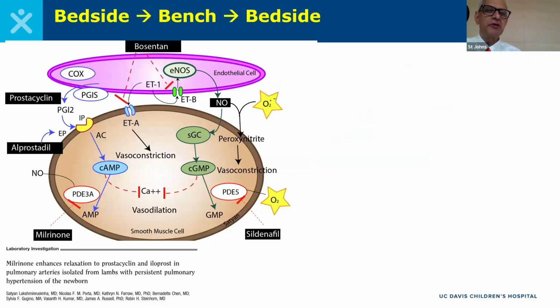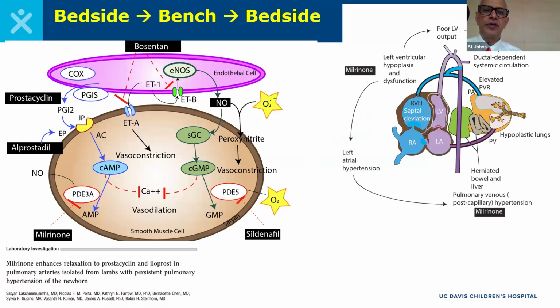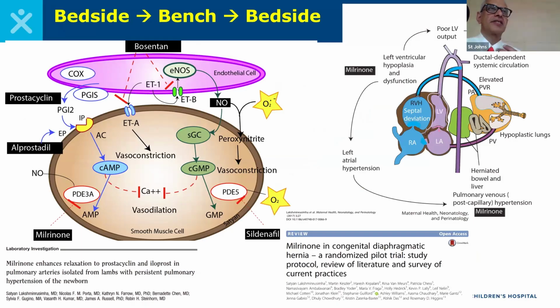So after doing all this research, I realized that whenever these lambs were exposed to both nitric oxide and oxygen, their PDE3 and PDE5 levels were very, very high in lamb models. That led to more studies using milrinone, and this is where my research went from bench to bedside. Right now, I'm just finishing up a multicenter trial on the use of milrinone in diaphragmatic hernia. I have found milrinone to be very effective in babies that are exposed to both NO and oxygen and are not responding well. Milrinone seems to be a very powerful vasodilator in the pulmonary circulation in them.